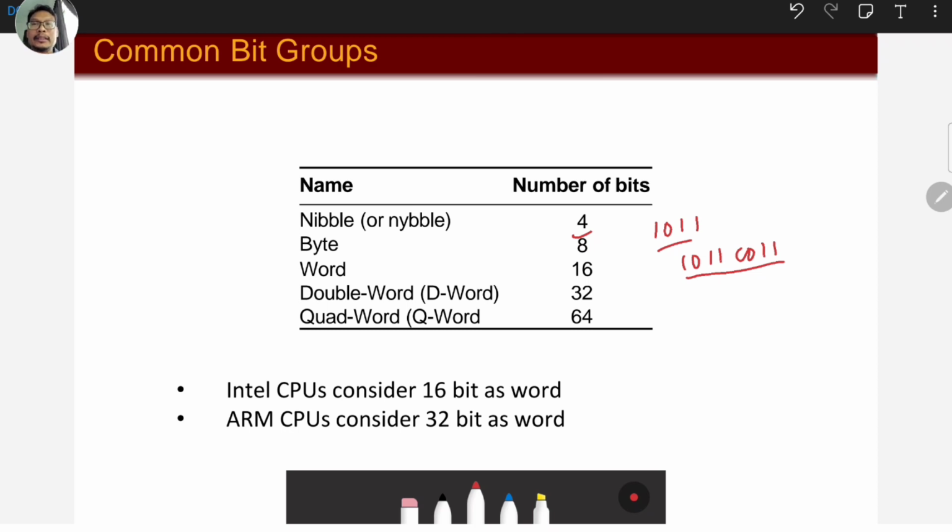If we have a 16-bit binary, we call it a word. If we have a 32-bit binary, we call it a double word, D word. And if we have a 64-bit binary, we call it a quad word. These are just some terminologies that are used. This is standard for Intel PCs. ARM CPUs, for example, consider 32-bit as a word, but our standard here is that 16-bit is a word.